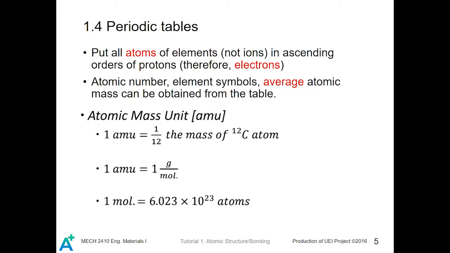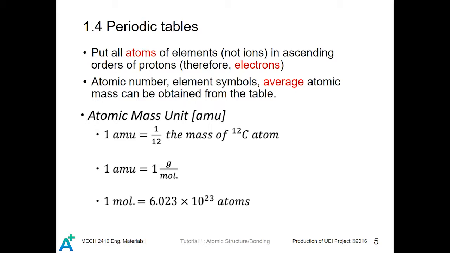As I mentioned, the periodic table is an arrangement of all atoms of elements, not ions, in ascending order of protons, which is also the atomic number. And therefore, because for elements we consider electrically neutral atoms, the number of electrons equals the number of protons. Atomic number, element symbols, and average atomic mass can be obtained from the table.